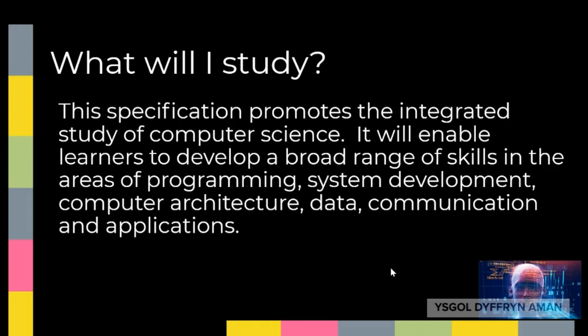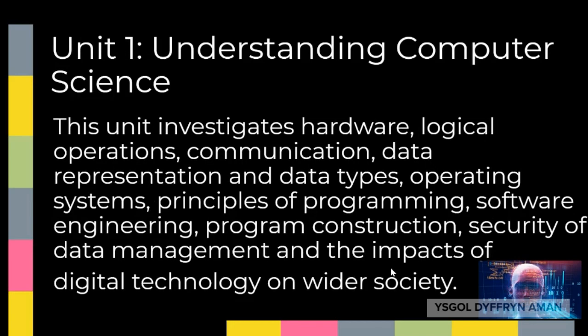What will I study? Again, this course is split into 3 units of work, which encompasses programming, system development, computer architecture, data, communication, and applications. Unit 1 is Understanding Computer Science. This is the theory-based unit within the course, which looks at topics such as the inside of a computer, logic gates, binary code, programming, and security of data management.